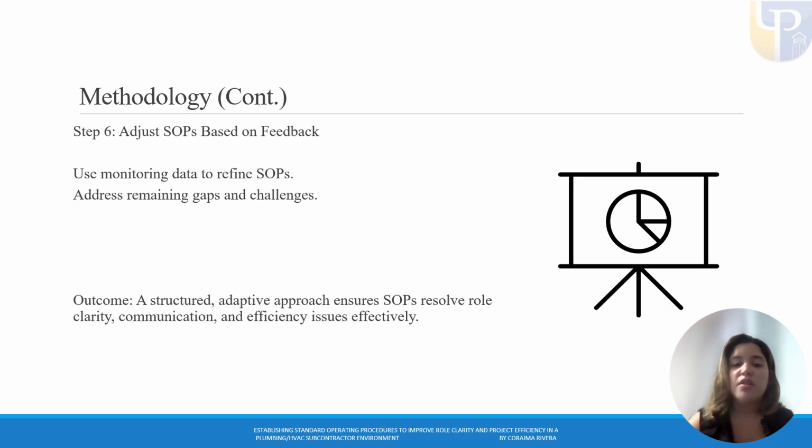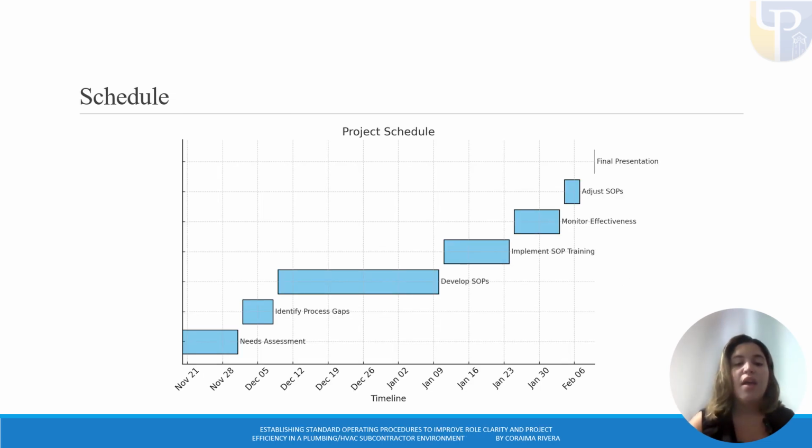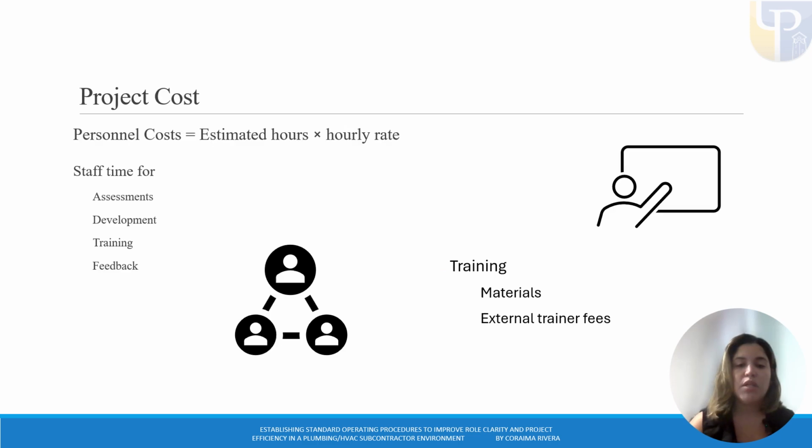For the 6th and last project step of this methodology, we will adjust the SOPs based on feedback. So we need to monitor this data and refine the SOPs, and then address the remaining gaps and challenges. The basic outcome that we want to reach is a structured, adaptive approach, ensuring SOPs resolve role clarity, communication, and efficiency issues. Here's a little bit of a schedule that I put together. Obviously, we started at the beginning of the class, November 21st, and all of the processes will be completed step by step until the final presentation on February 10th.